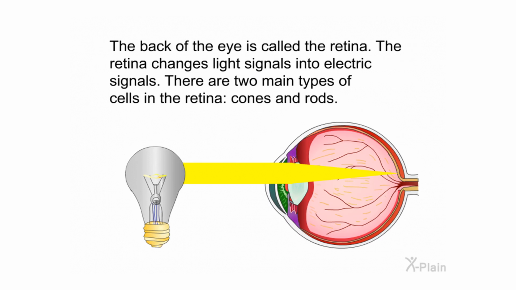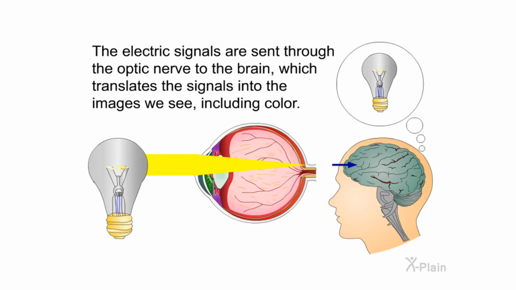The back of the eye is called the retina. The retina changes light signals into electric signals. There are two main types of cells in the retina, cones and rods. The electric signals are sent through the optic nerve to the brain, which translates the signals into the images we see, including color.